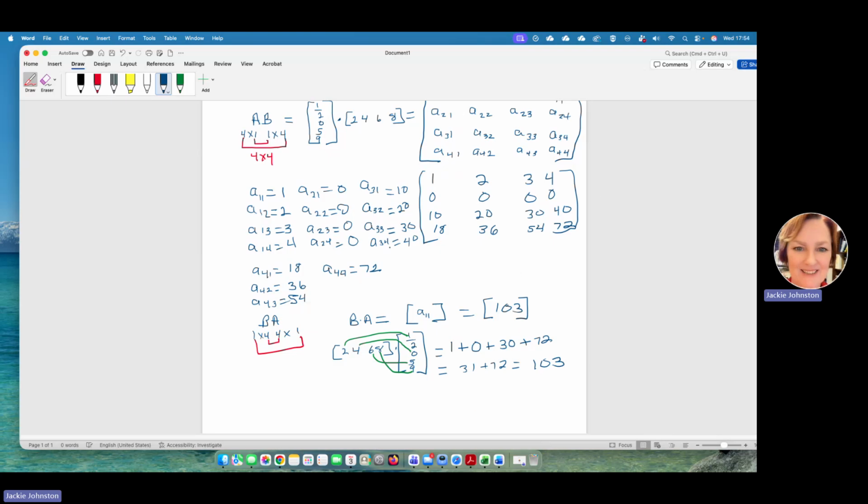Okay, so here is that 4 by 4. Luckily, they gave us some zeros in there, made it a lot easier. And then here is my 1 by 1 matrix. So hopefully that's helpful there for that particular question.